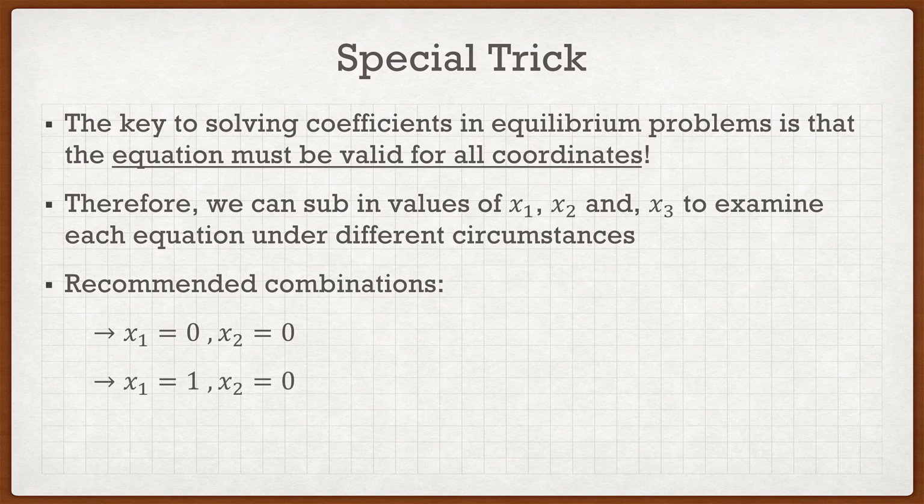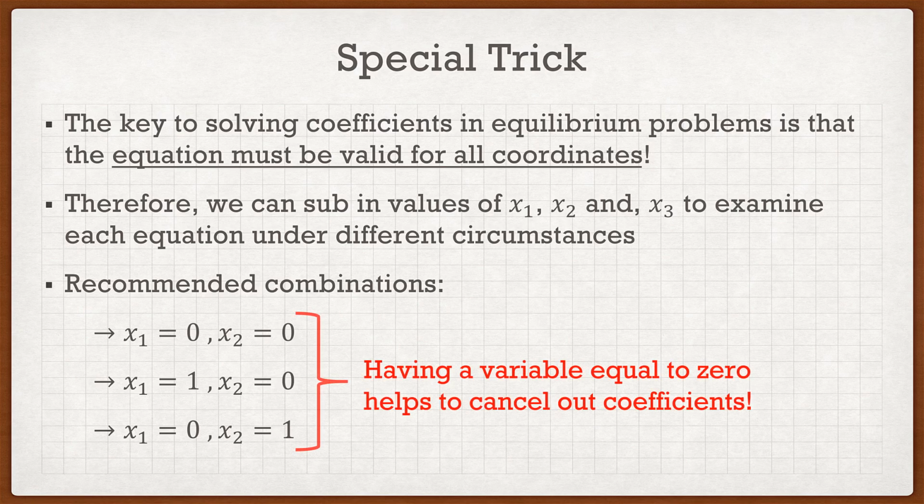The second combination would be x1 is equal to 1 and x2 is equal to 0, because in this case, we'll cancel out any coefficients in front of x2, and therefore we'll be able to solve for any coefficients in front of x1. And then we can do the opposite, where we say x1 is equal to 0 and x2 is equal to 1. This will allow us to solve for any coefficients in front of x2 and cancel out any of the unknown ones in front of x1. So if we're looking at these recommended combinations, there is a similarity between them.